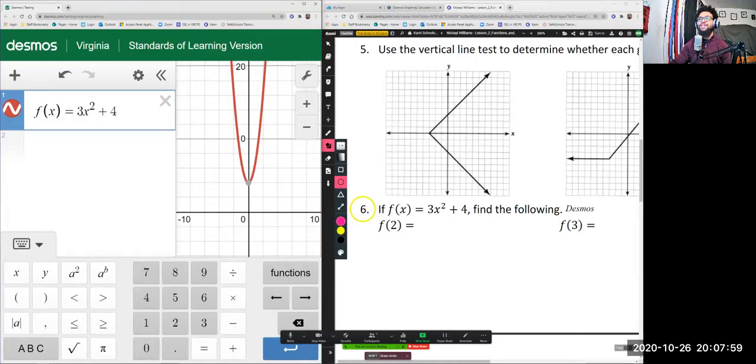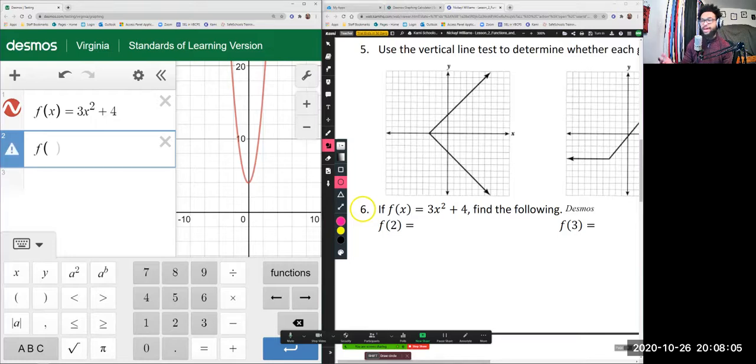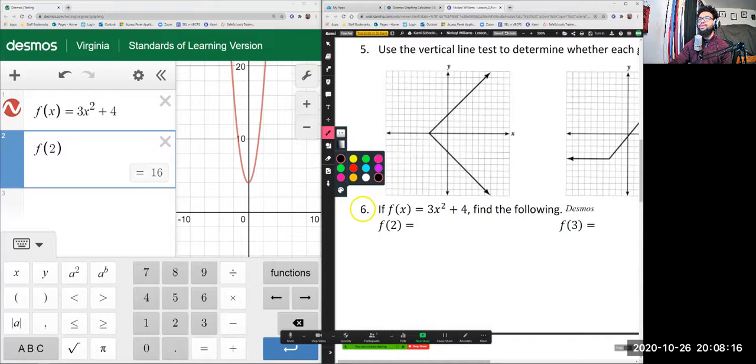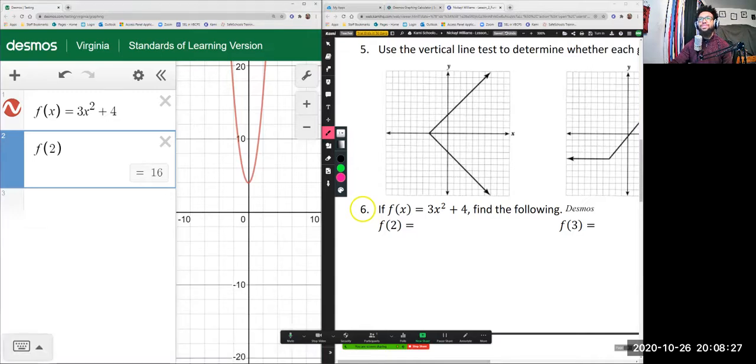So now that I have this function typed in, I can click on this next thing and just type f of 2. What is f of 2 going to be? It's asking me in this question what f of 2 is right over here. And so I type f of 2. After I've typed in my function, I type f of 2 in, and down here it tells me it equals 16. So from that, we can see that f of 2 equals 16.